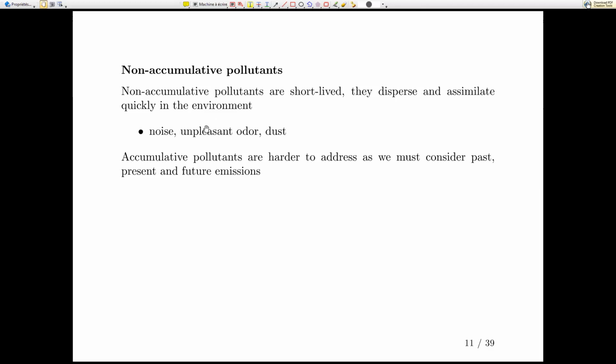So non-accumulative pollutants are short-lived. They disperse and assimilate quickly in the environment. So noise, unpleasant odor, dust. So this, obviously, is much, much less worrying than the other. Although noise, that's sort of been a growing thing.